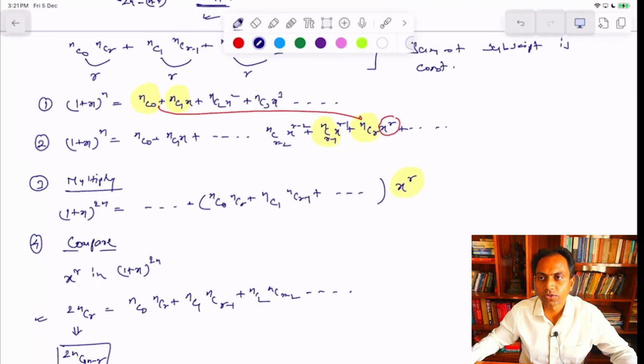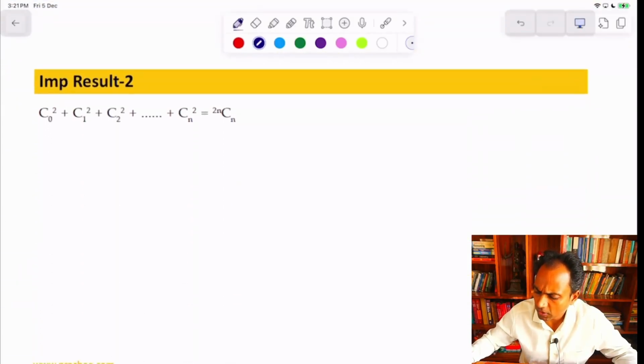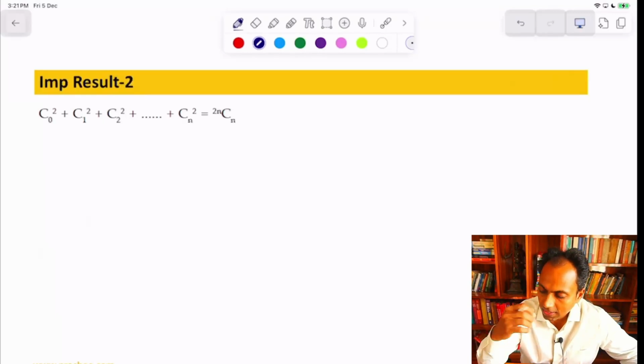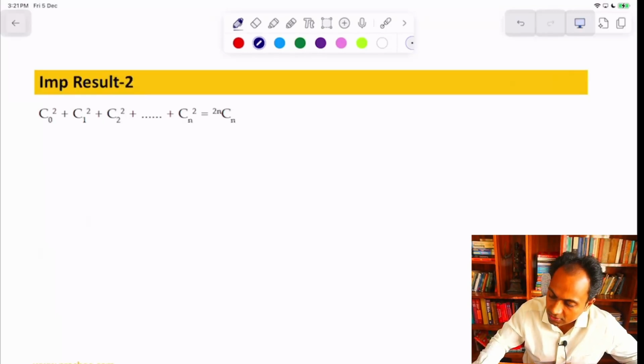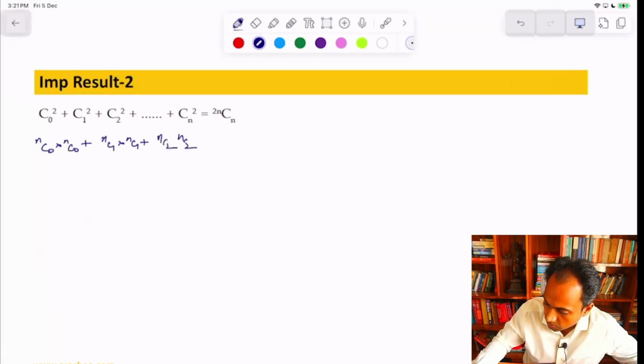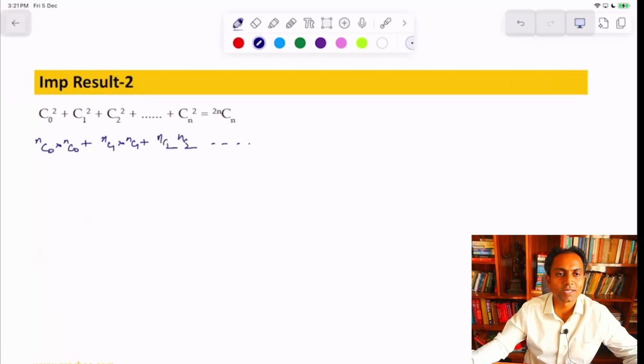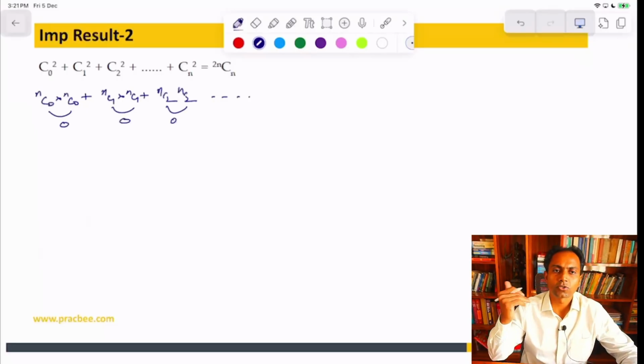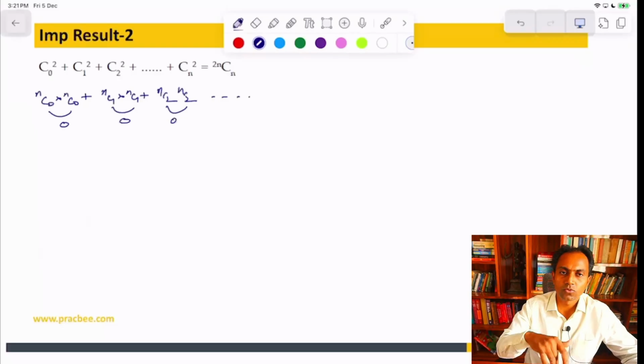Now, once you have understood this, let us move towards a very important result that can be derived directly also and indirectly also. If I want to do it directly, you can see that nC0 square fundamentally means you have nC0 into nC0, nC1 into nC1, nC2 into nC2, like this it is happening. This is the series that we want to sum. You can see that the difference of the subscripts is constant, that is always 0. So there is a long method, there is a short method. First I will tell you the short method, then we'll do the long method.